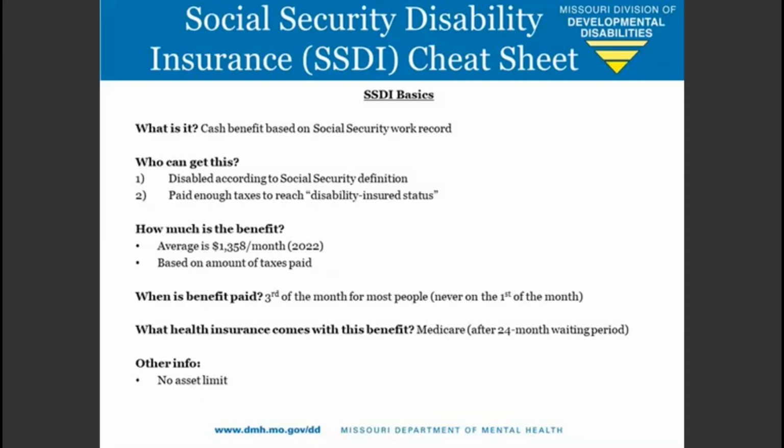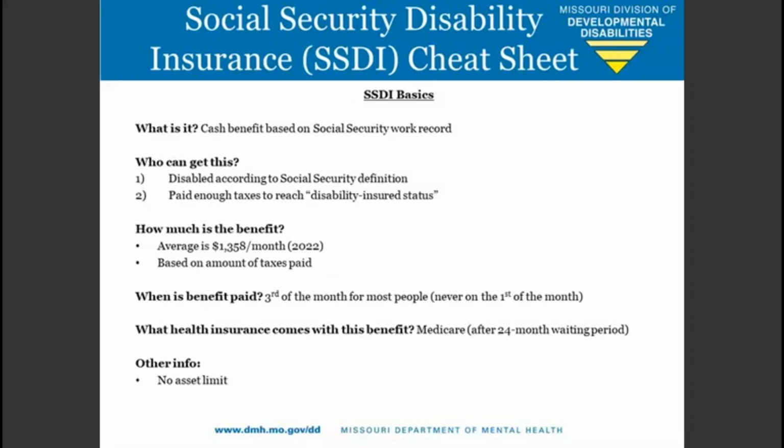Clearly, if you haven't worked very long, or maybe you have a lower paying job, then your SSDI benefit is going to be lower than someone who's worked, say, 25 years and whose income was maybe $75,000 a year. They're going to have paid a lot more taxes into the system. So their SSDI benefit amount is going to be higher. It's based on how much the person has paid in over their work time.